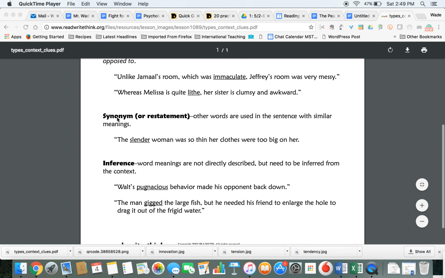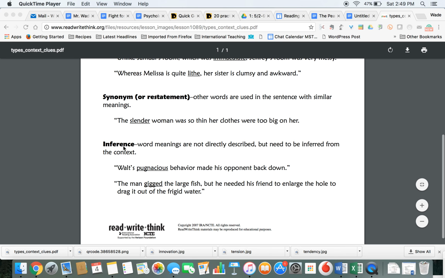The third type is synonym or a restatement. Synonym means the same thing but with different words. Other words are used in the sentence with similar meanings. For example, "The slender woman was so thin, her clothes were too big on her." You can see that slender and thin are used here. So thin is a synonym of this word. So this is a synonym context clue.